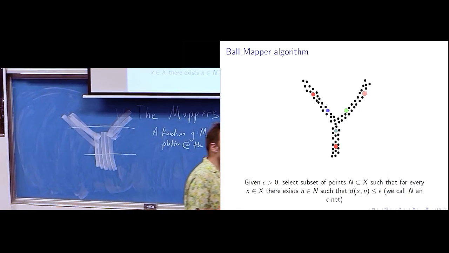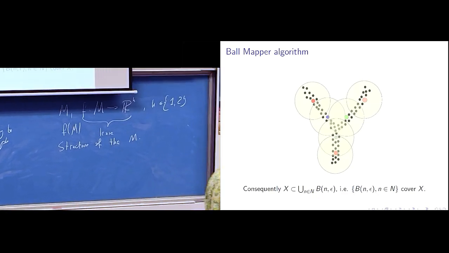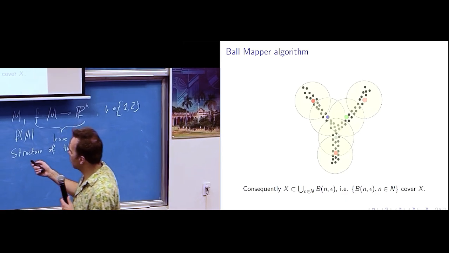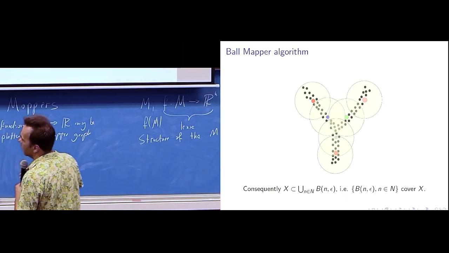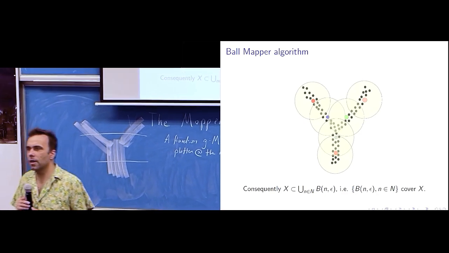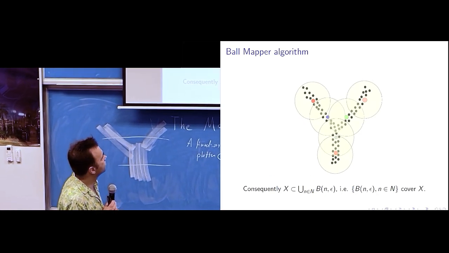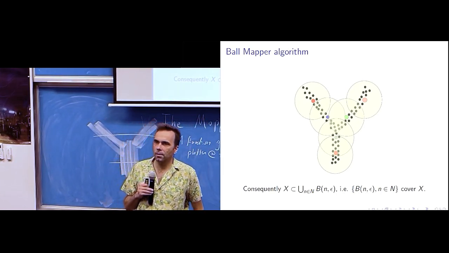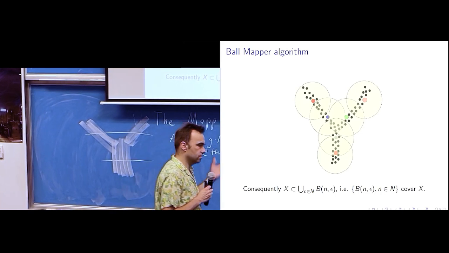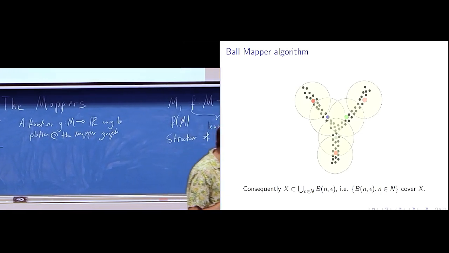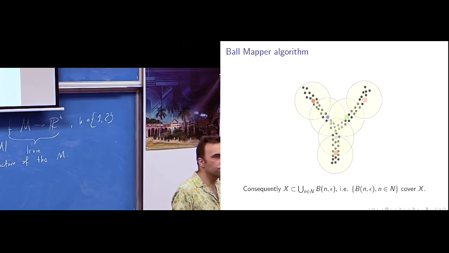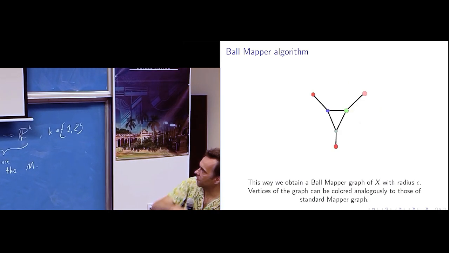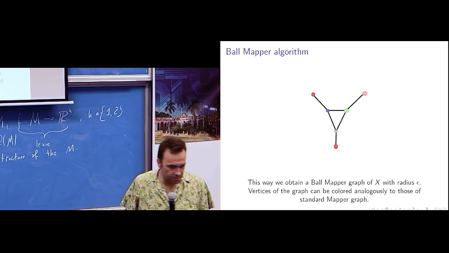If I turn it around, it really means that every point from my initial collection X is in the ball of radius epsilon centered in one of the colored points, one of the points from my epsilon net. Therefore, if I take the union of those balls, it covers my entire set X. So it is a cover. Some elements may have some overlaps. And what remains to do is exactly the same thing as with a standard mapper, to take a one-dimensional nerve, which is this thing.